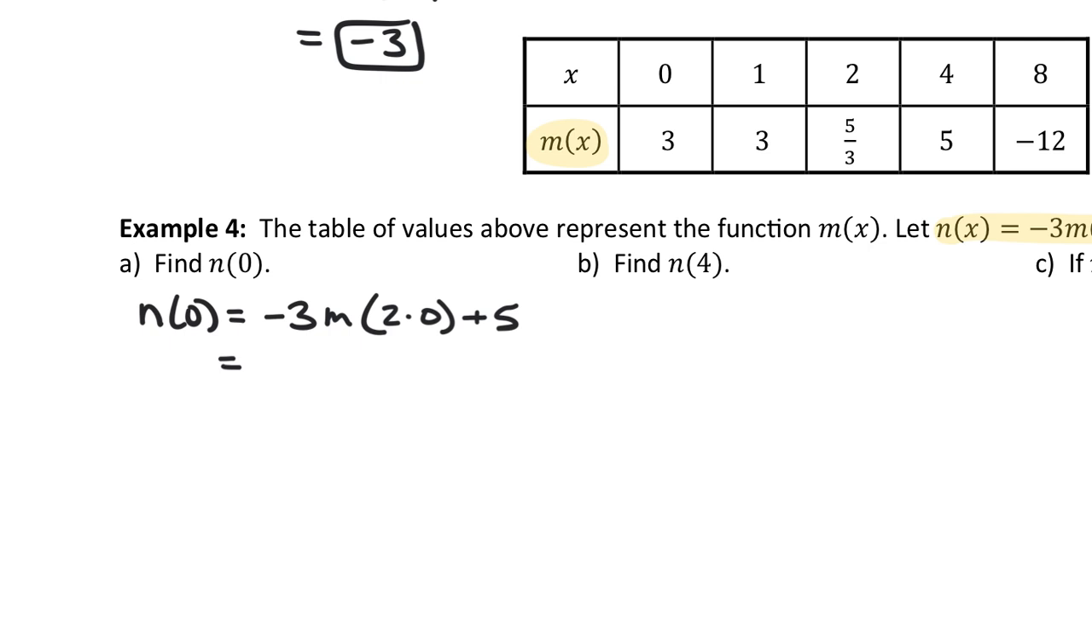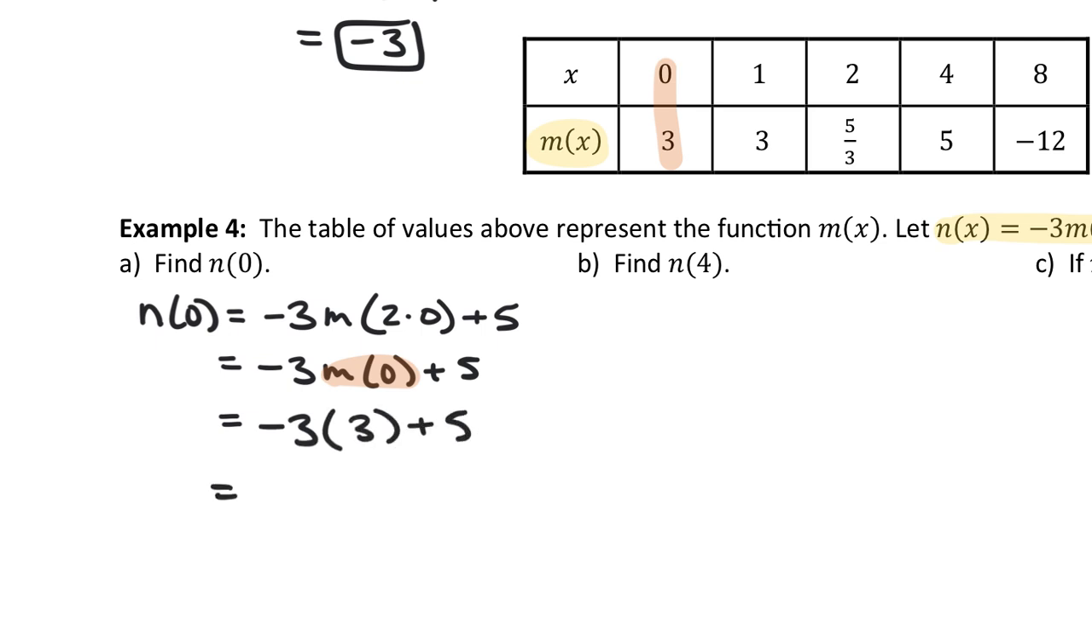So if we start doing this, this is negative 3 times m of 0 plus 5. If I read my graph though, or the chart this time, the chart's going to tell me that m of 0 is equal to 3. So I can replace m of 0 with the number 3. So this ends up being negative 9 plus 5, which is negative 4. Did y'all get negative 4? Yeah. Yay, awesome, great work, love it.